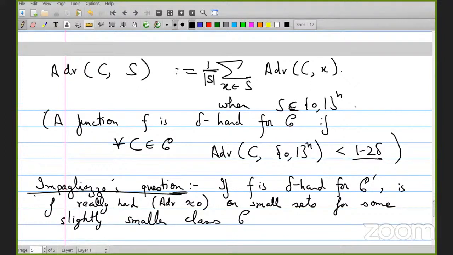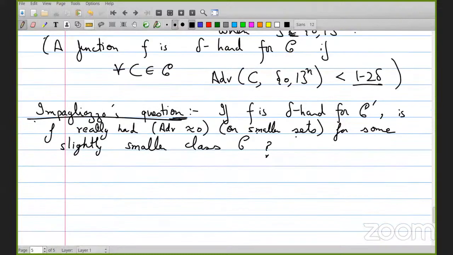What do you mean by small sets? Yeah, the point is that we probably don't expect it to be hard on the full set of size 2 to the n, but we would want smaller sets. The size of these sets should be of the order 2 to the n times delta. We'll look at this question via a method that appears in the paper, but is attributed to Nisan.